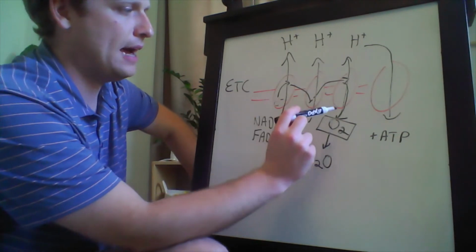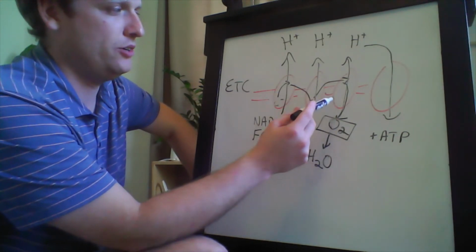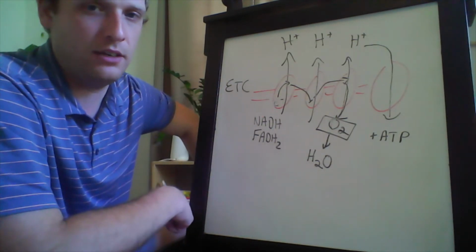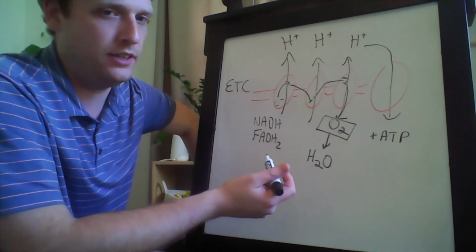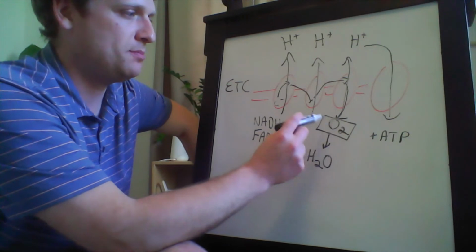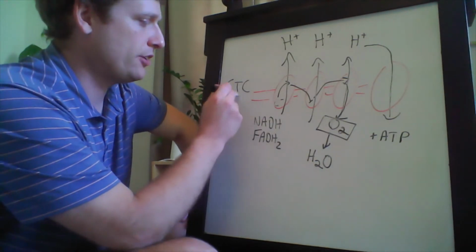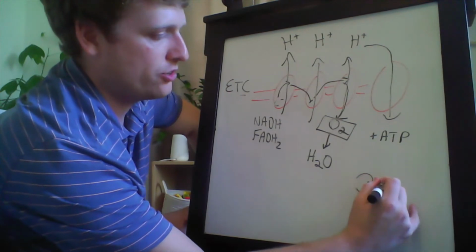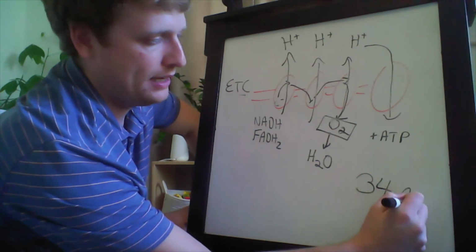If that doesn't happen, then electrons are going to have nowhere to go. They're going to build up, and the electron transport chain won't run efficiently. So oxygen must be present in order for the electron transport chain to work, so that you can get that extra 34 ATP.